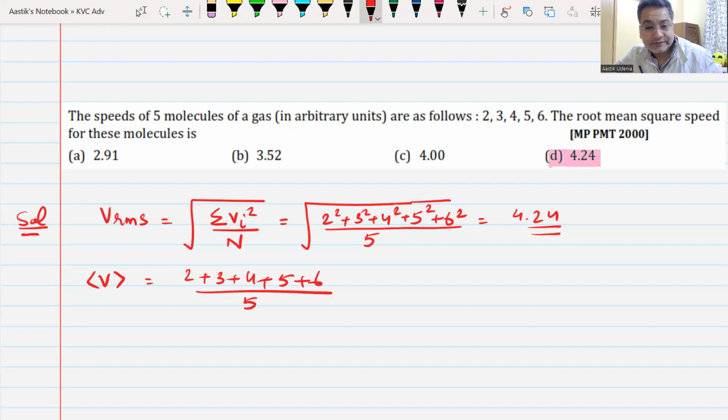Do we understand this? Yes, sir. If we had to find out the most probable speed, we had to find out which speed is possessed by maximum number of molecules. As you can see, all molecules possess different speed. If we had one more molecule which had a speed of 2 meter per second, the most probable speed becomes 2. Do we understand this?